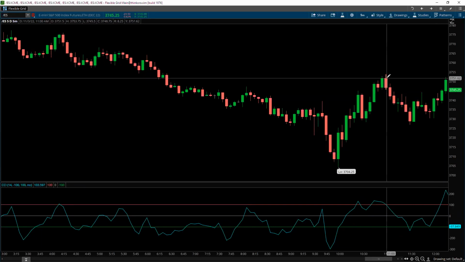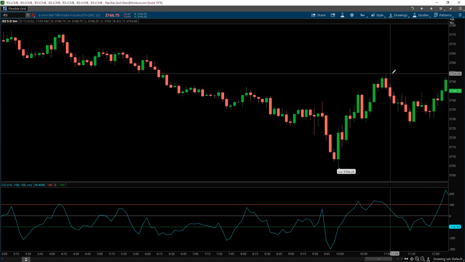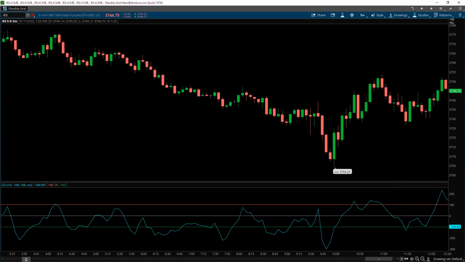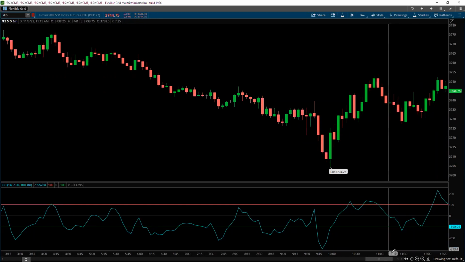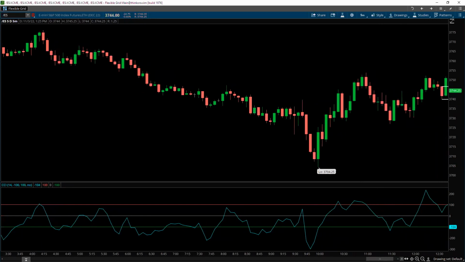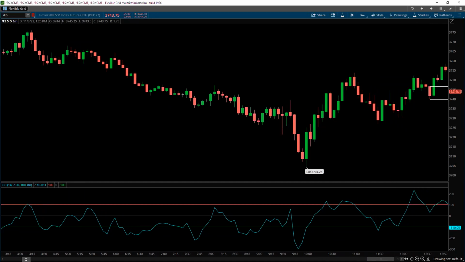Where's the next problem area? Here. Are we likely to break it? I don't know. But if we pull back and hold here, then we're likely to come back and break it. So let's see what happens. We're coming down. Why? Because it's a supply. Now let's see what happens here. We fail to go above, so we go down. There's another demand area here, and this is what we're looking at now.